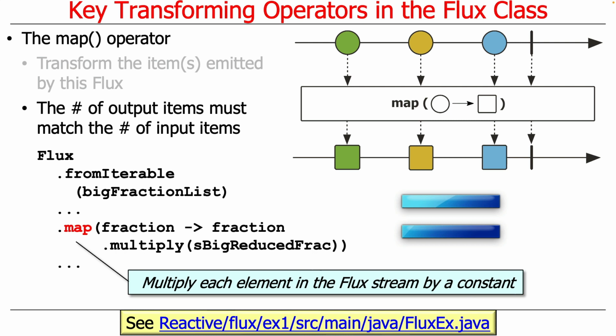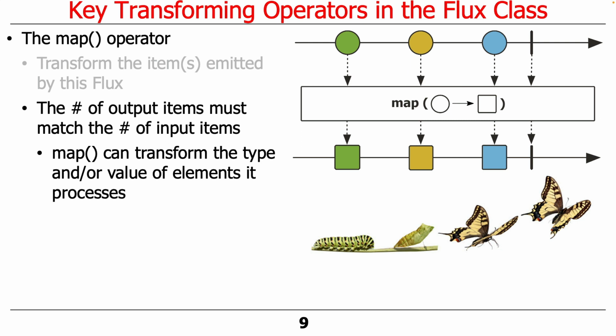A couple of things to remember about map that are very important. First, the number of output items that come out of map must match the number of input items that went into map. So here we can see we take a BigFraction list, turn it into a flux, and then for each item there, we multiply each item in the flux stream by some constant, and we'll end up with a stream that has new values. Remember, you can also change the type if you want, not just the value. You don't have to change the type, but you can. And that's why in the marble diagram you see here, the shapes of each of these different elements has been switched from circle to square, just to indicate something's changed with respect to the types.